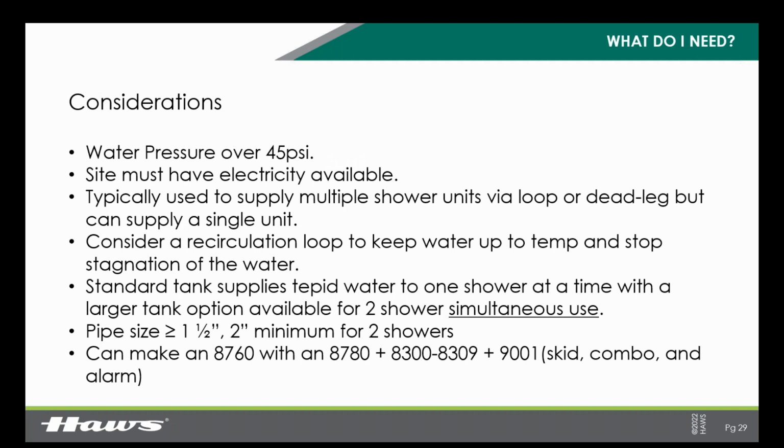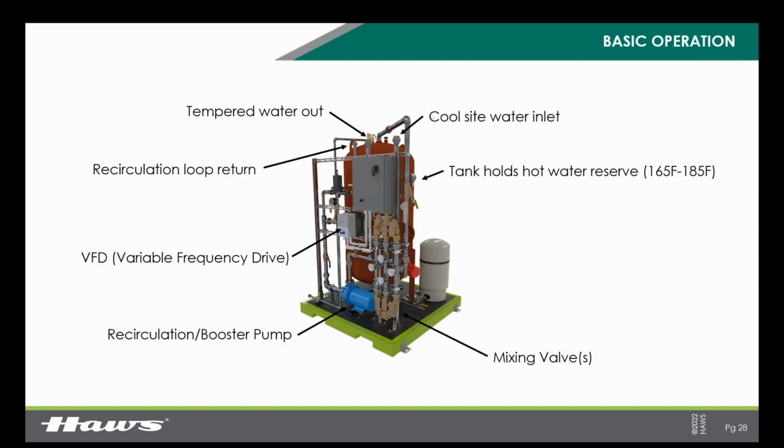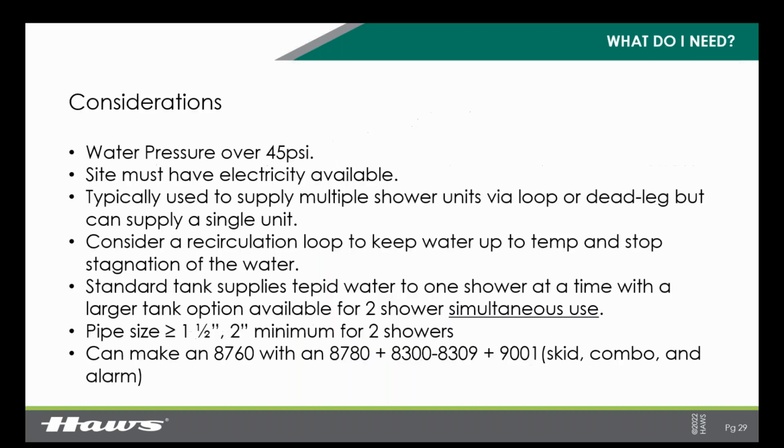So these are generally setups for over 15 minutes of water for one particular piece of equipment for an incident. But if you have the scenario where multiple people might be affected at the same time, you have a larger tank for simultaneous pieces of equipment at the same time. You also need a pipe size that's over 1.5 inches and a 2-inch minimum for 2 showers at the same time. We can also set one of these up with a piece of emergency equipment directly attached to it if you want to. That would be an 8780 plus one of our typical combination showers, like an 8300, 8309.